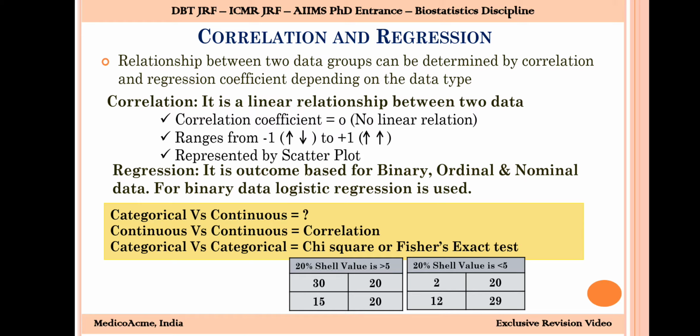Okay, so guys, regression is outcome based, and it is for binary, ordinal and nominal data. For binary data, logistic regression is used. Okay, see, this is very important guys, please remember, logistic regression is used for binary data. Sometimes this is asked. So don't go into detail about regression, because correlation is important, regression is not of much importance.